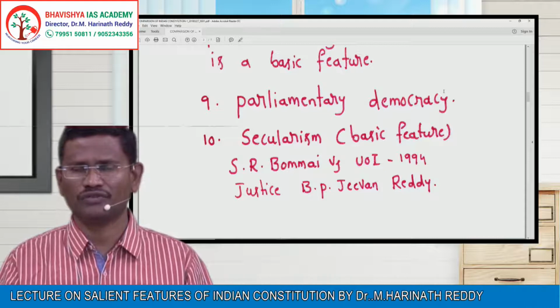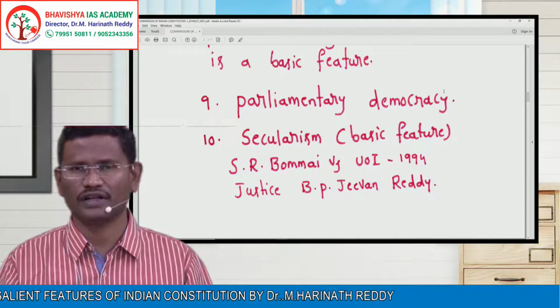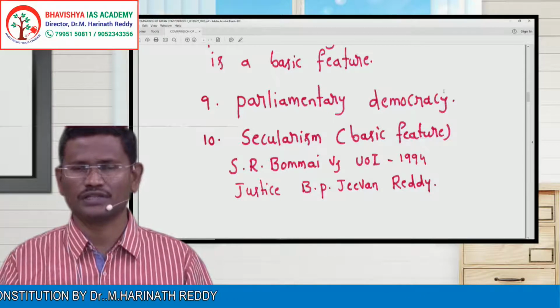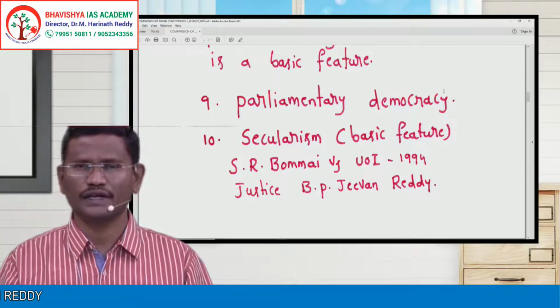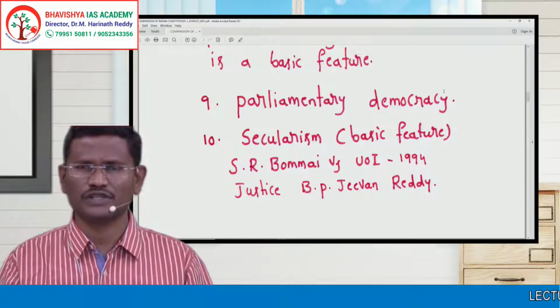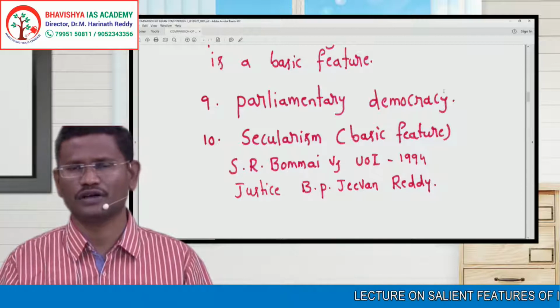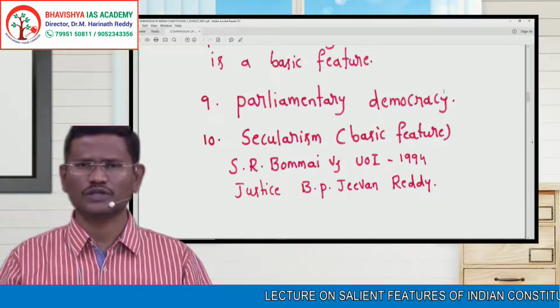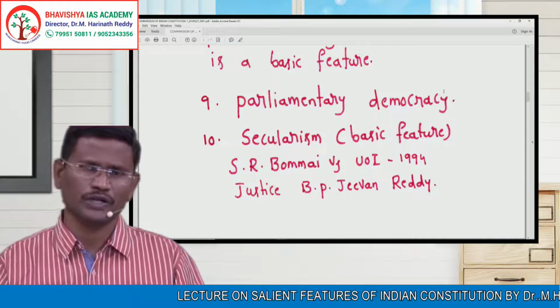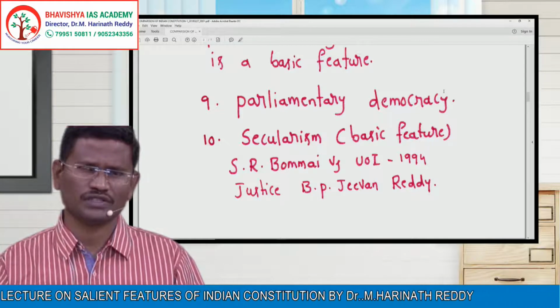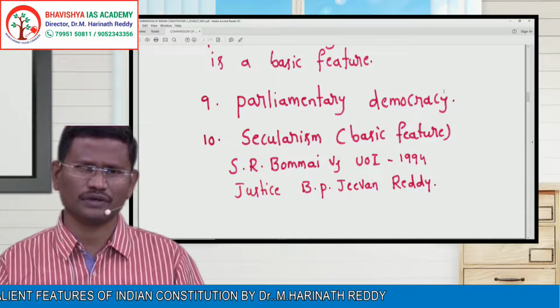All the members of different religions are treated fairly, equally. The religious affairs are kept at distance from the secular matters of the state. So the Indian state keeps itself away from the affairs of the religion. So that's the meaning of secularism. See, there are again two variants of secularism, the Western model of secularism and Indian secularism.